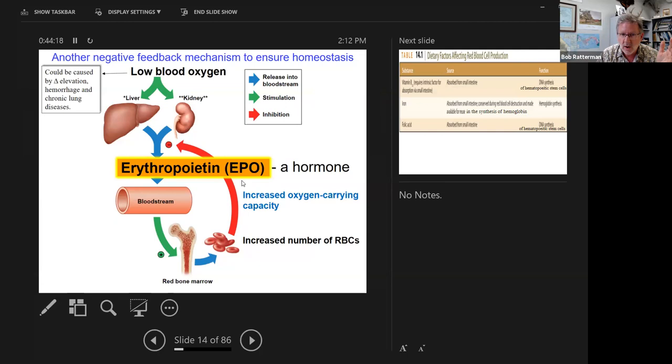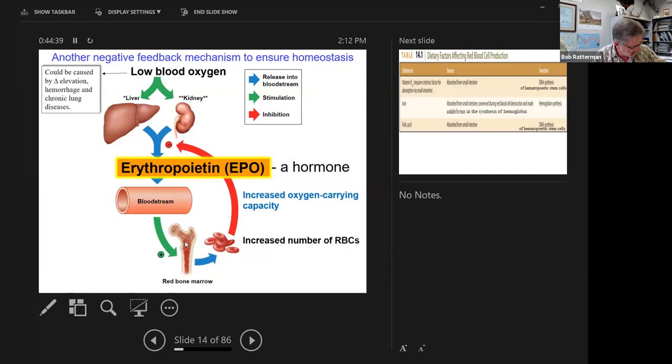So this is an endocrine hormone, gets into the bloodstream, gets taken all over the place. But what of course is the target tissue here? Well, it's the red bone marrow, right? And it's here that the formed elements are produced. The white cells, red cells, and platelets are all made here. And we talk about that at the beginning here of chapter 14.